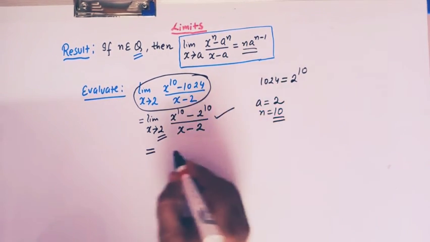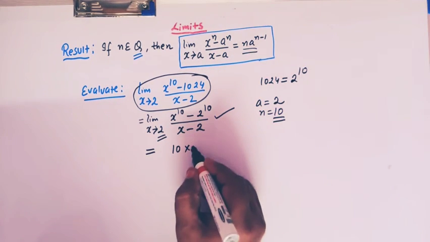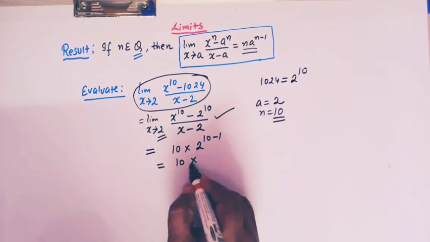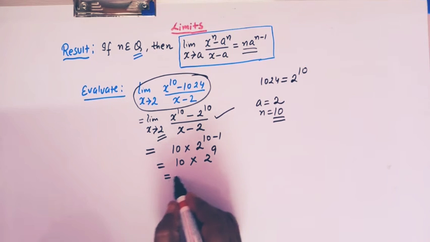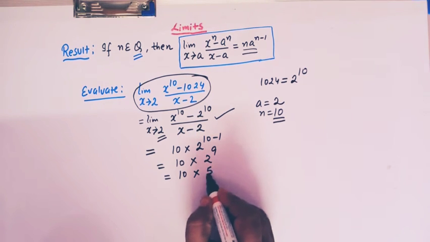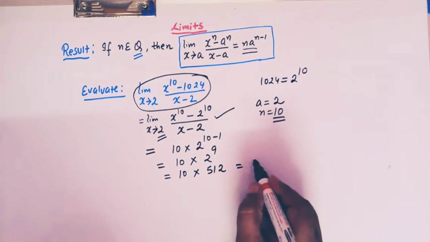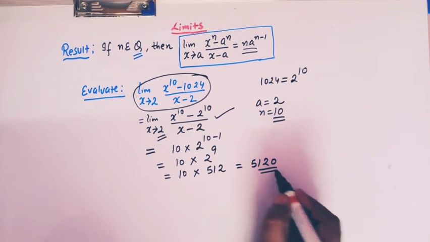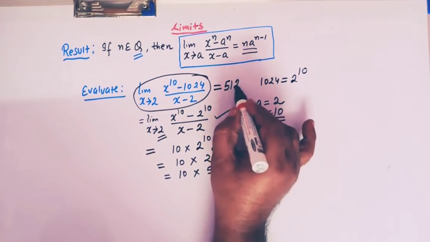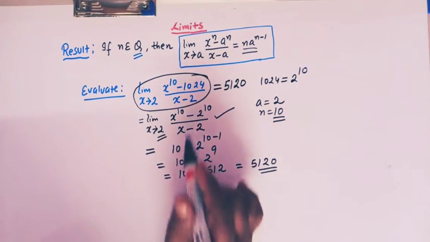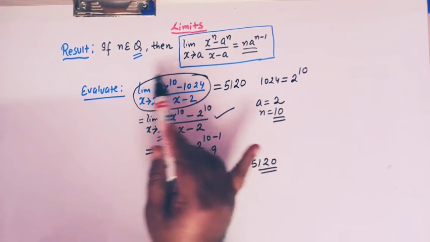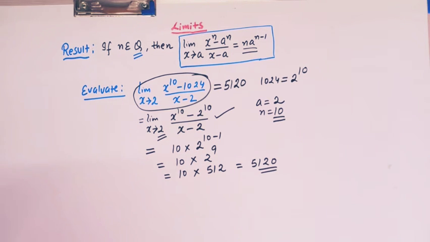So n is 10 and a is 2, so we can write 10 times 2 raised to 10 minus 1, which is 10 times 2 raised to 9. And we know that 2 raised to 9 is 512, so this is 5120. So the value of this limit is 5120. This is how we can apply this standard limit to evaluate limits of this kind. Let us take one more problem.